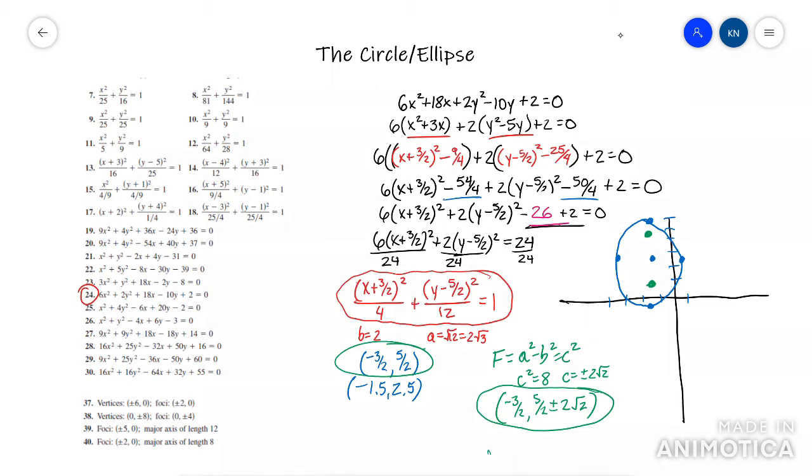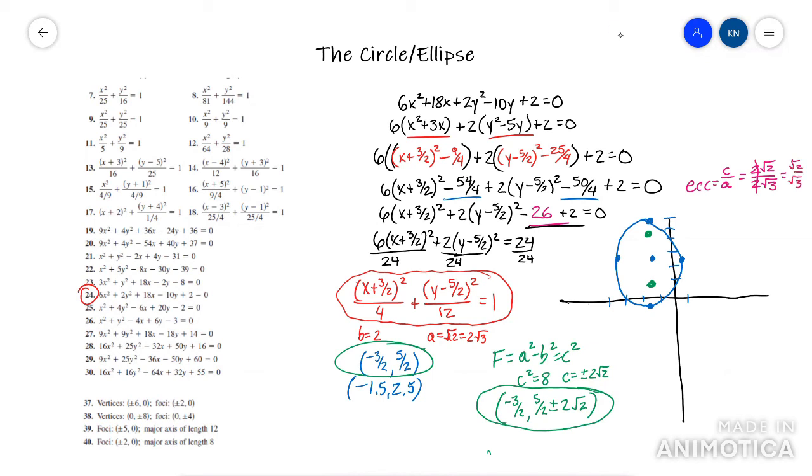All right, and then the last thing is the eccentricity, which is just C over A, which is going to be 2 root 2 over 2 root 3, which the 2's can cancel there, and you can just call it root 2 over root 3.